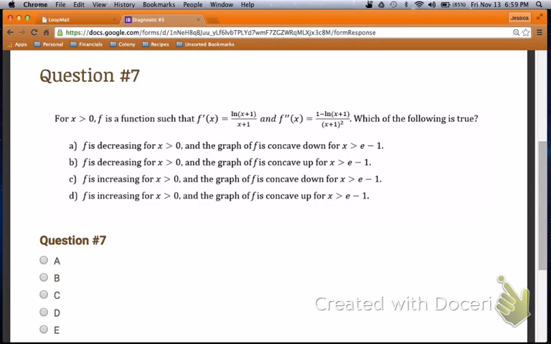Question 7. For x greater than 0, f is a function such that f prime of x equals this, f double prime of x equals this. Which of the following is true?